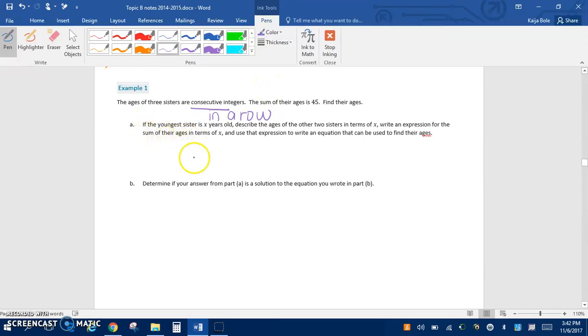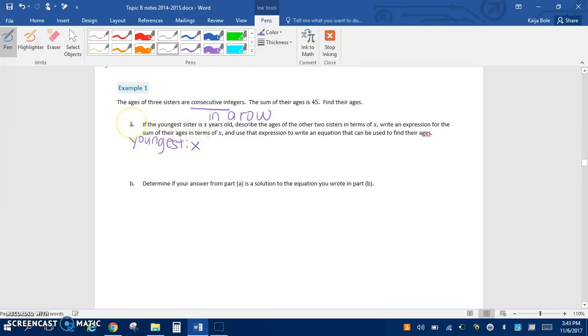So, part A says, if the youngest sister is x years old, describe the ages of the other 2 sisters in terms of x. Write an expression for the sum of their ages, and use that expression to write an equation that can be used to find their ages. So we know that the youngest is x.